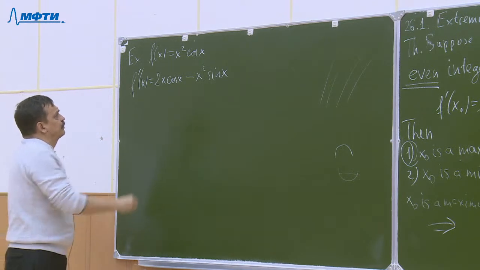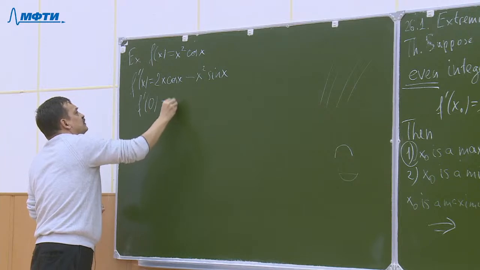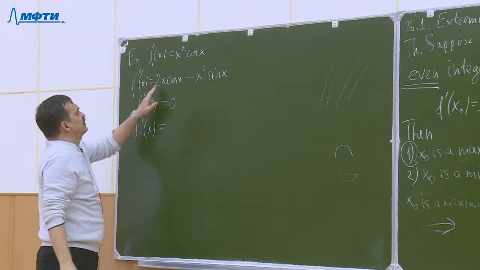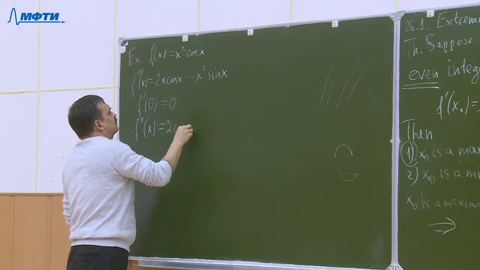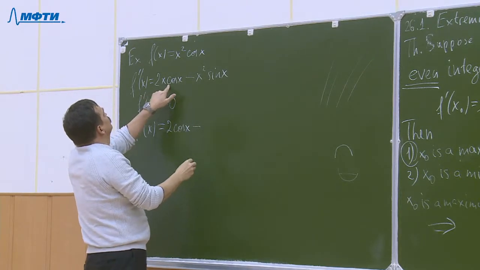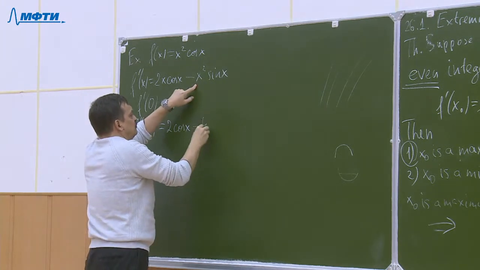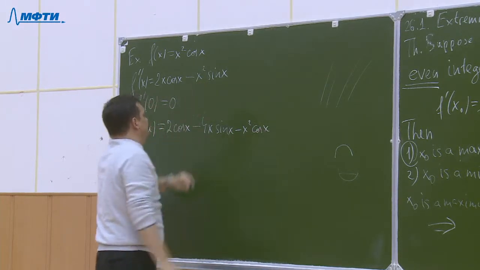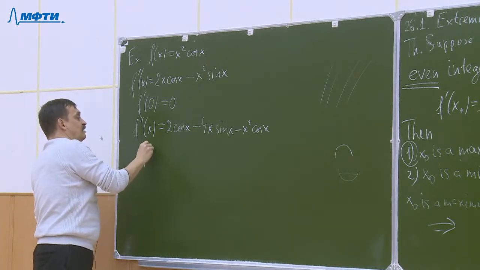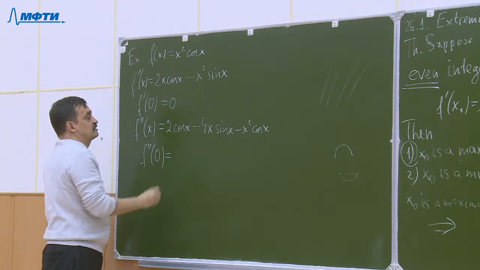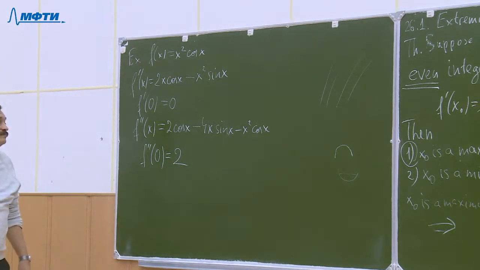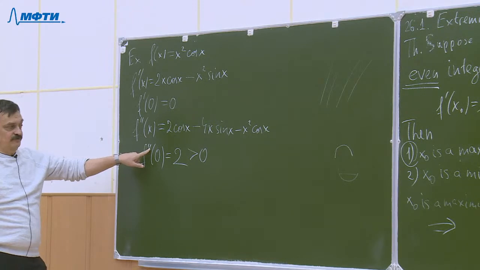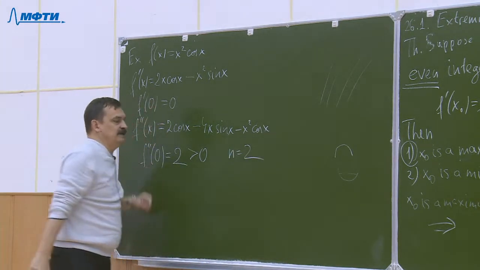And we can see that f prime at 0 is 0. Next, look at the second derivative. The second derivative is 2 cosine x minus 2x sine x, and another 2x sine x from here, so 4x sine x, and minus x squared cosine x. So we see the second derivative at 0 is equal to 2, and that is a positive number, and the order of the derivative n equals 2 here.